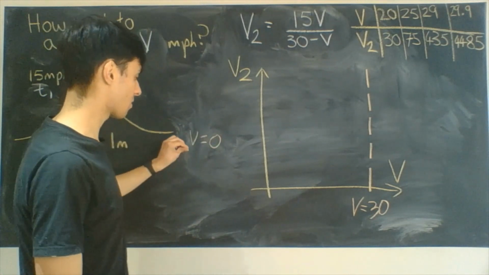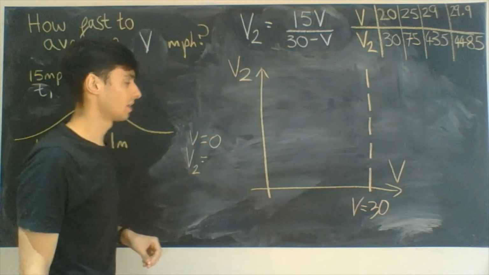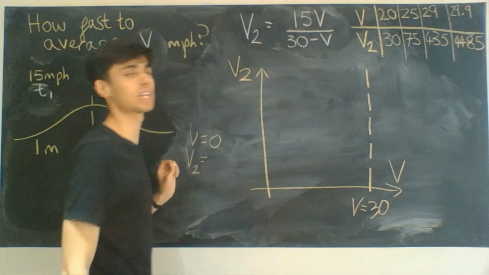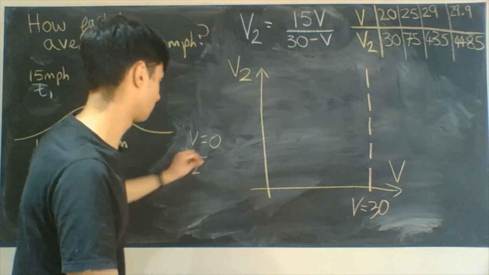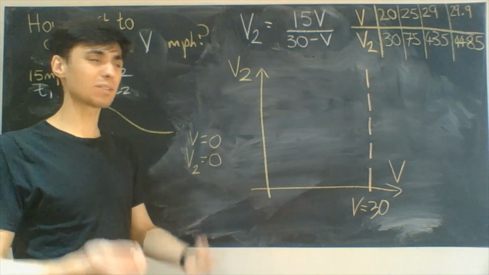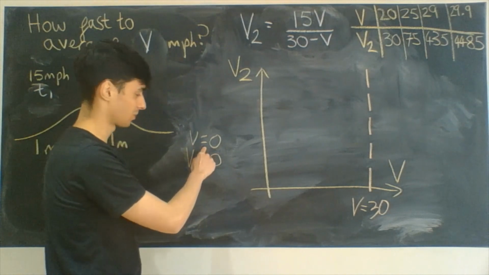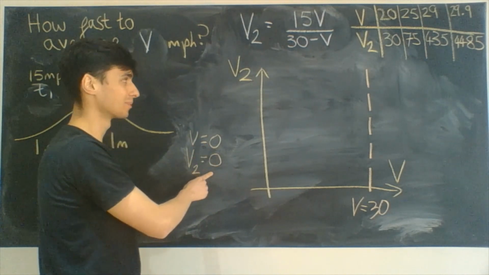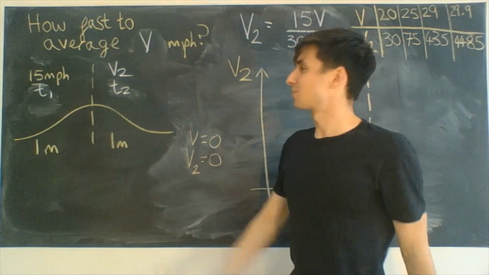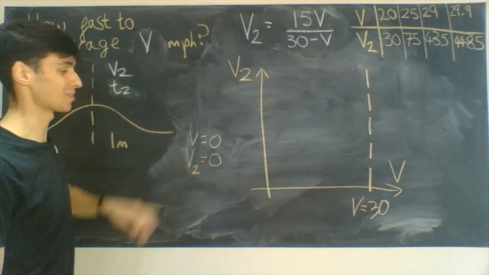So if V is 0, then V2, because obviously they're linked by this relationship, is going to be 15 times 0 over 30 take away 0. And that's definitely just 0. What that tells us, and this might make intuitive sense, is that if we would like our overall speed to be 0, we have to average 0 on the downhill. Yes, absolutely. Even though it feels almost wrong because we were going faster earlier, but that's what we have to do. We have to go 0 to average 0.